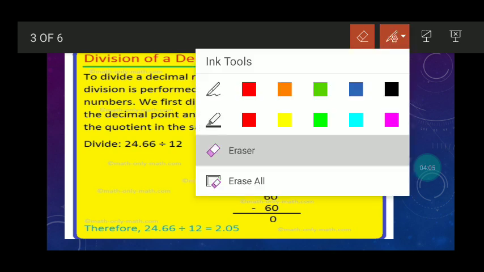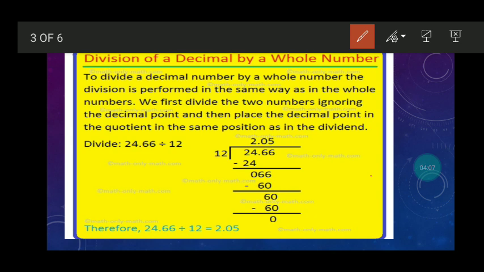So what is our answer? Our answer is 2.055. This is our answer.